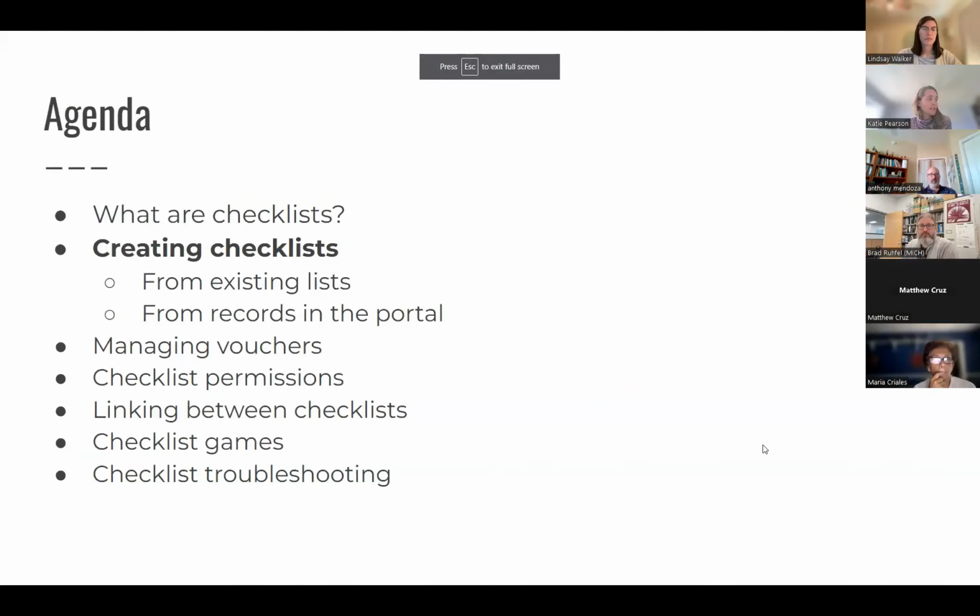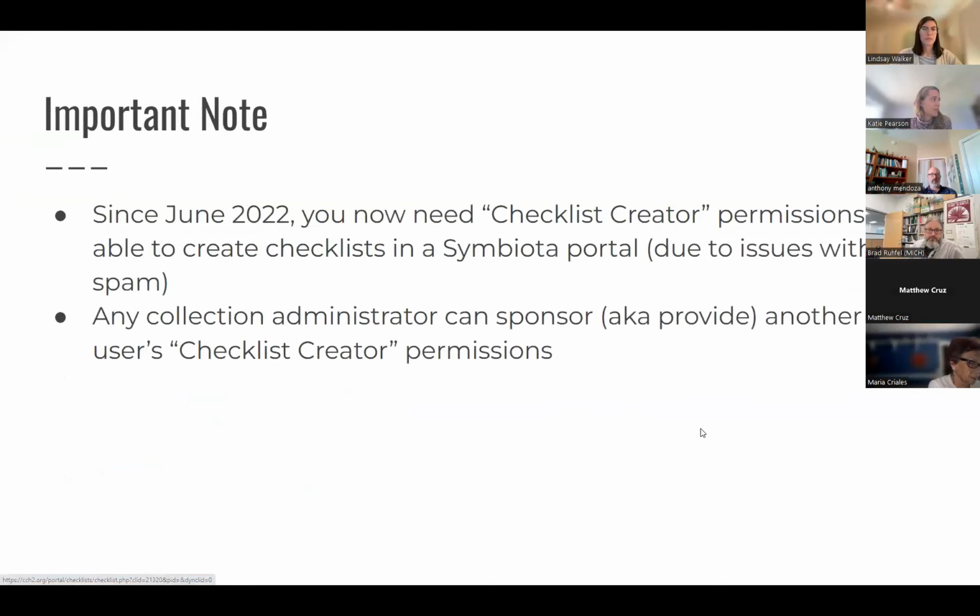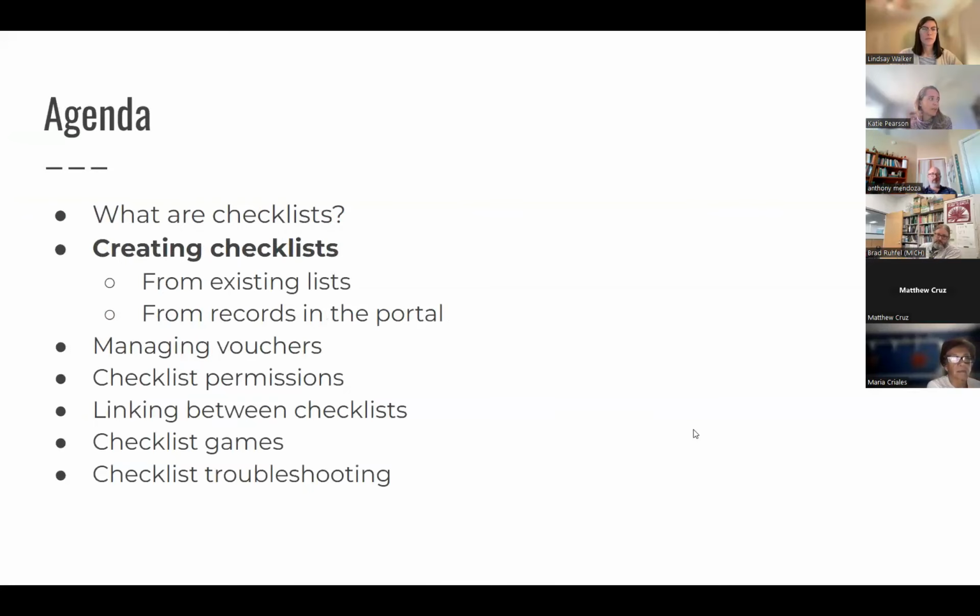Okay, so let's talk about how you can create a checklist of your own. And there are a number of ways that we can do this. The most simple is that you can create a checklist from an existing list. So say you had created one in a Word document and you could bring that in. Or you could make a checklist from records in the portal. And that's what I did to create that Fish Creek region checklist that I was talking about.